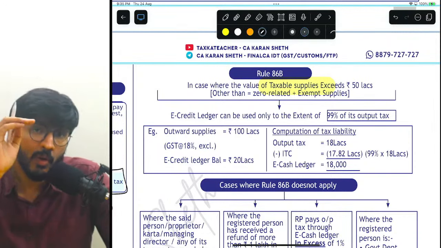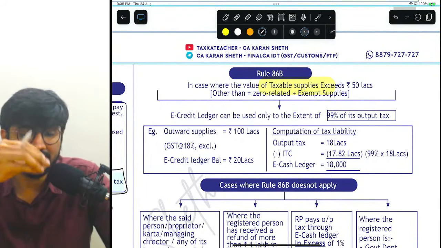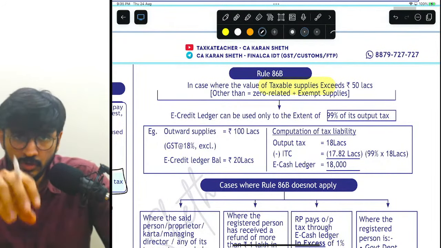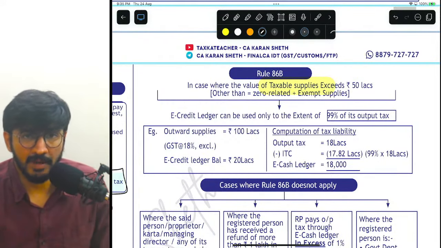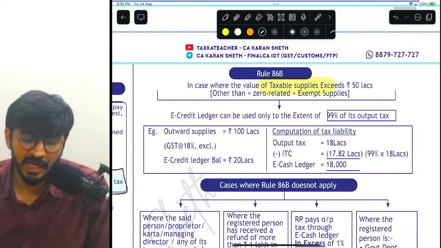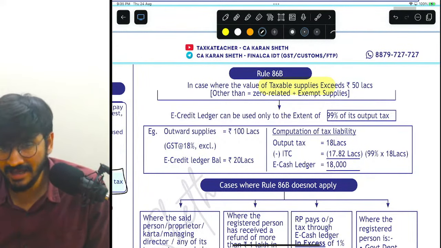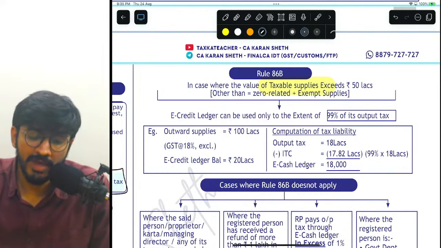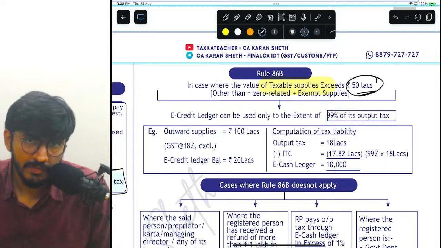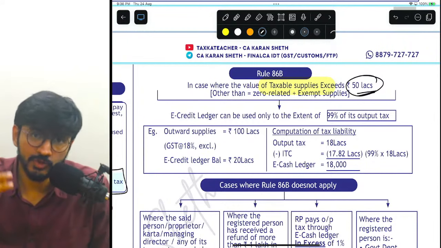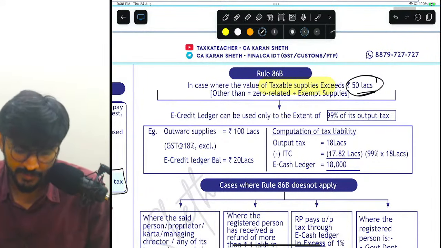And taxable supplies will not include zero rated supplies and exempt supplies. Please make sure. Zero rated supplies, as you know, is basically supplies to SEZ and exports. So we are not talking about that. Okay. So exclude that and exempt supplies. So if you make that more than 50 lakhs, then we will talk about 86B. That is then the only scope of triggering 86B.